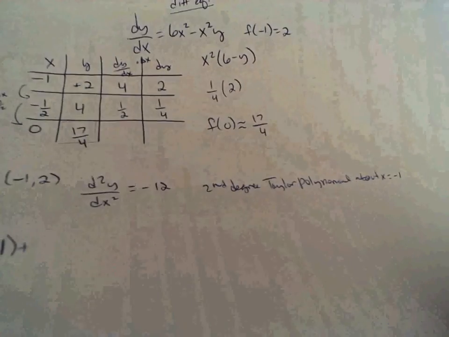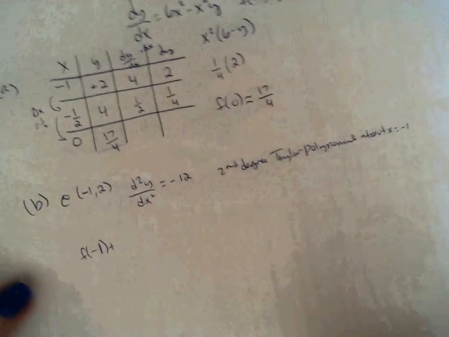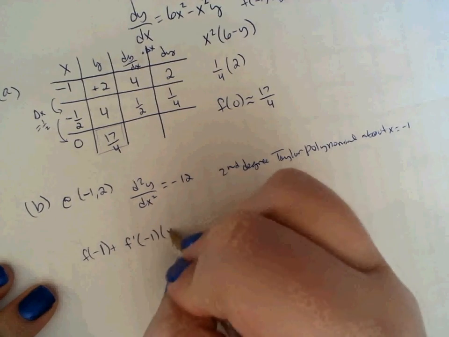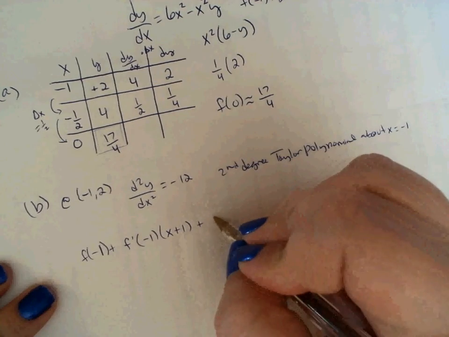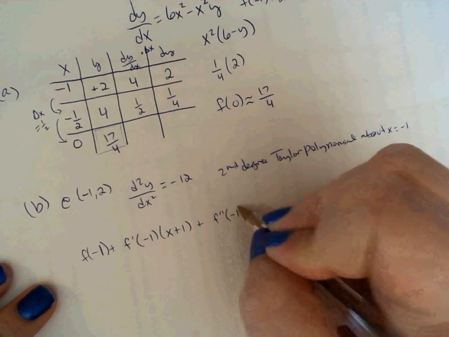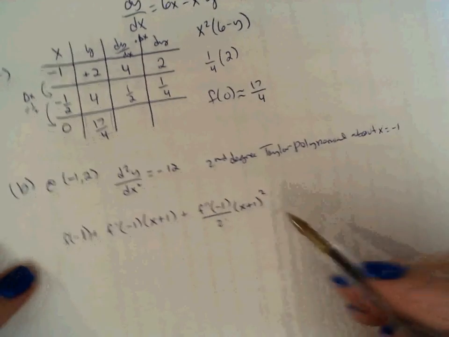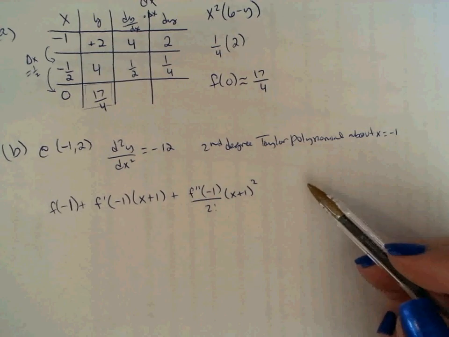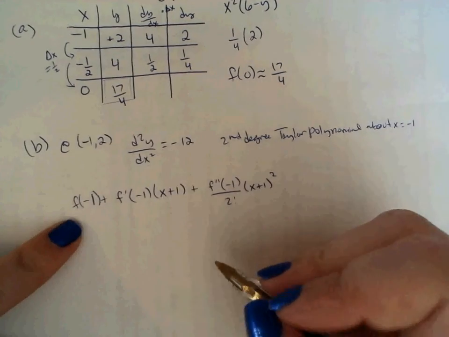I believe first, don't we do that? Yeah, let me make sure. Okay. Plus f prime times x plus 1, because it's centered at -1, plus f double prime at -1 divided by 2 factorial times x plus 1 quantity squared. The next term would be f triple prime at -1 divided by 3 factorial times x plus 1 cubed. But we only need the second degree Taylor polynomial.